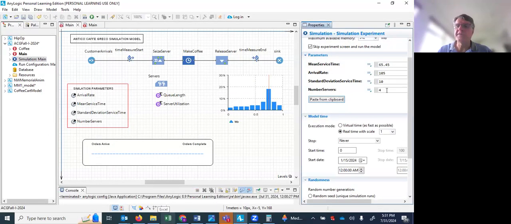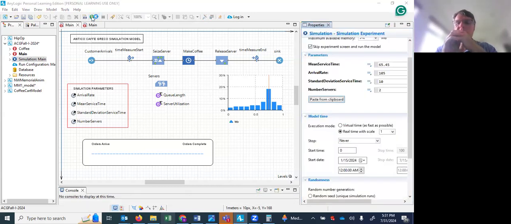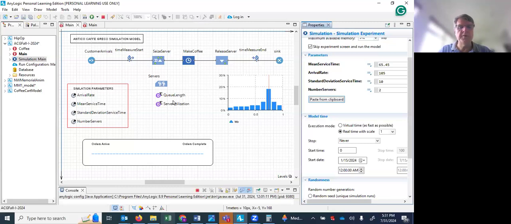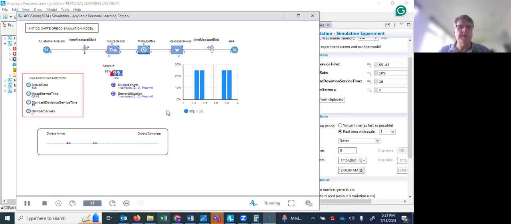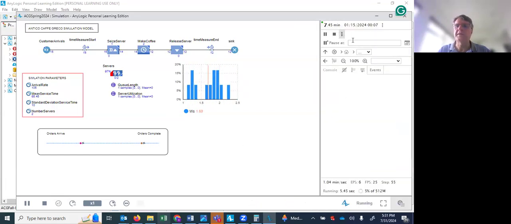Now I'm going to have a look at 2. And I'm going to run this one for you. We know that 1 doesn't work, right? 1 is too few. This is now 2 baristas. The base case, but moving it to 2 baristas. And again, I just click on the ellipsis, make this 25,000 and run it.